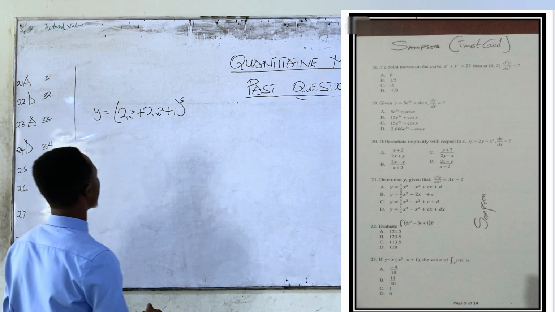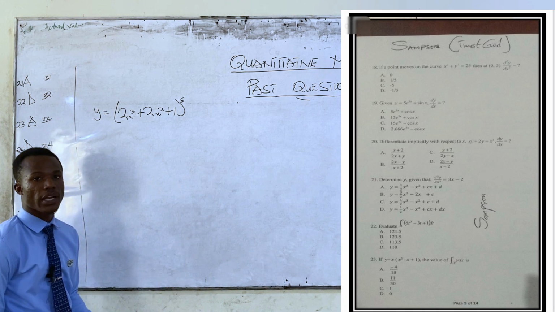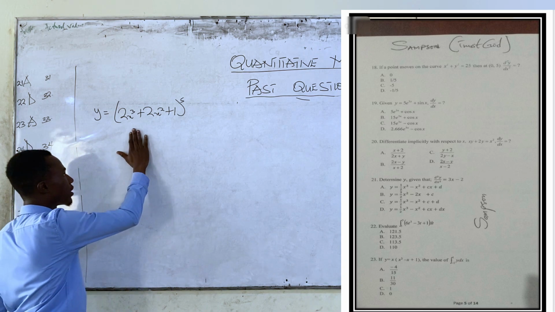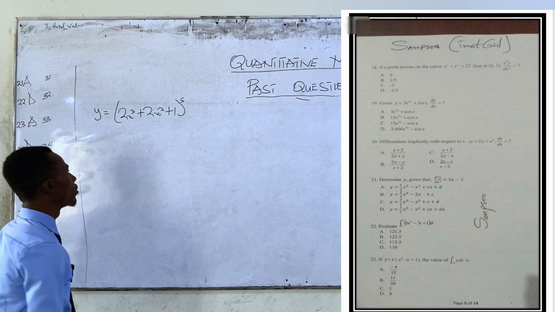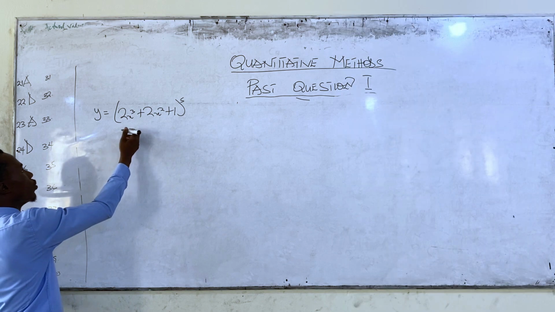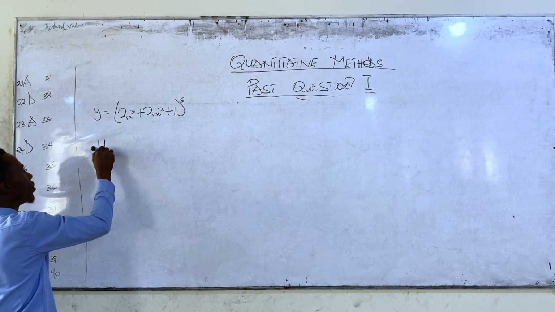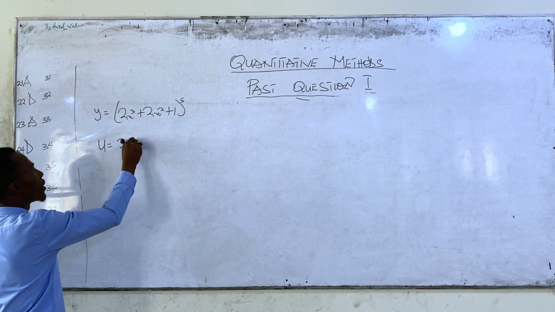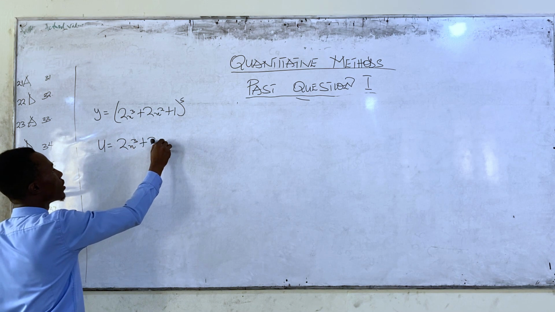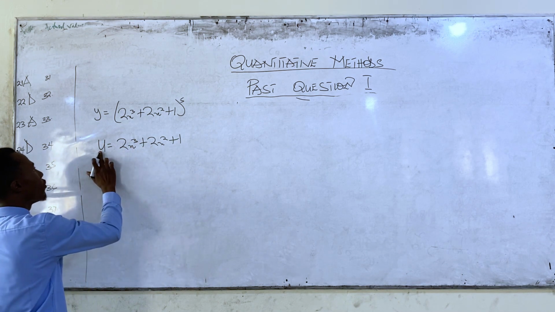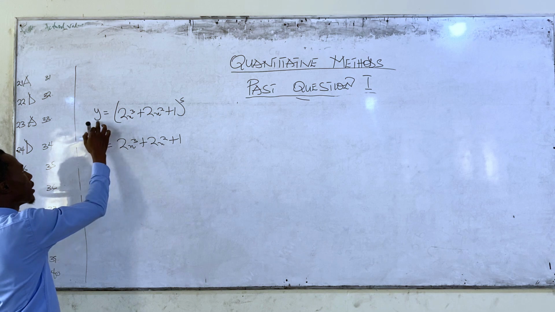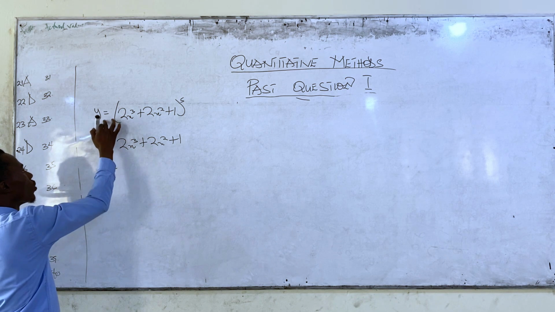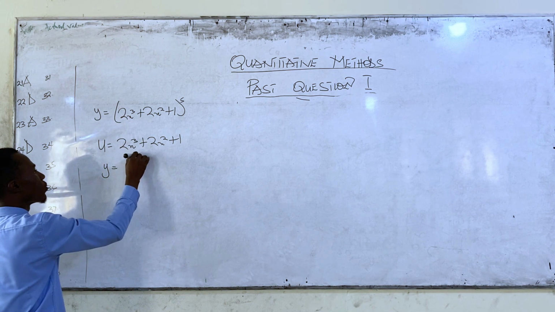And how do you find dy dx? You can use two methods, right? It's the chain rule method. So that's how we do it. You represent everything here by u. So you say u is equal to 2x cubed plus 2x squared plus 1. So if here is equal to u, then you can also say this y is equal to u exponent 5.